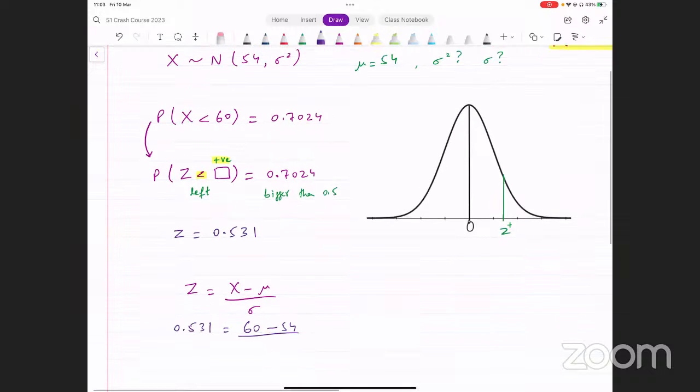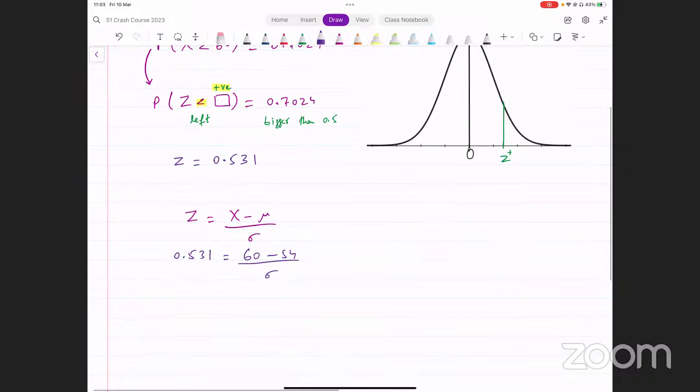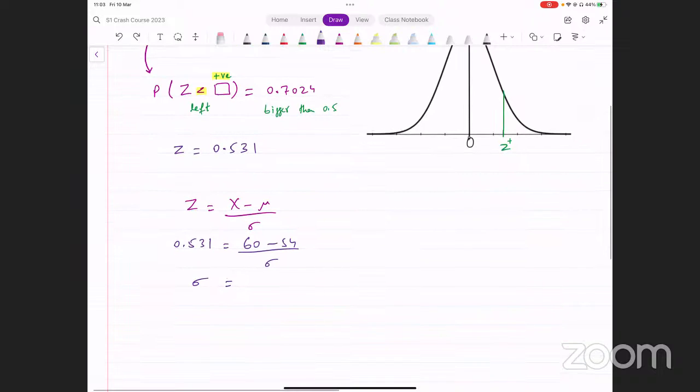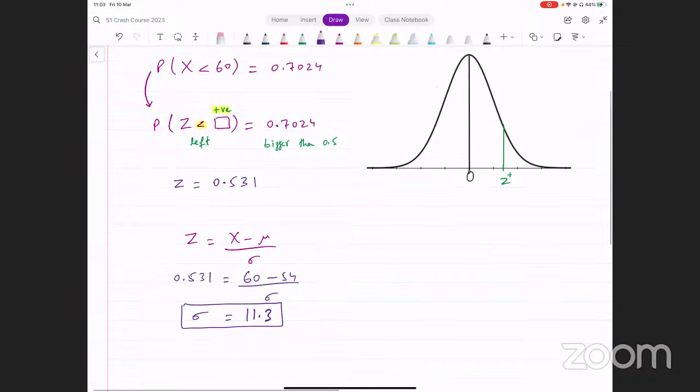Divided by sigma, we have to find that value. Sigma is something that we need to figure out. Now we just evaluate sigma from this. So that's 6 over 5.531. That's going to give us the value of sigma. Let's see what this turns out to be. 6 over 5.531. This is giving me 11.3. And that's the standard deviation that we were looking for.